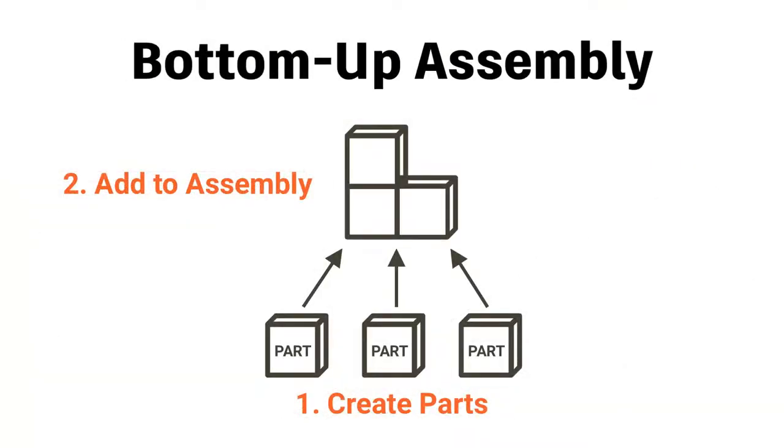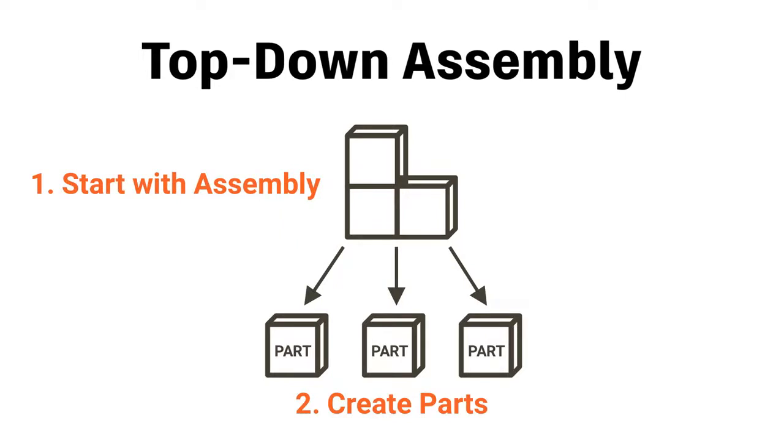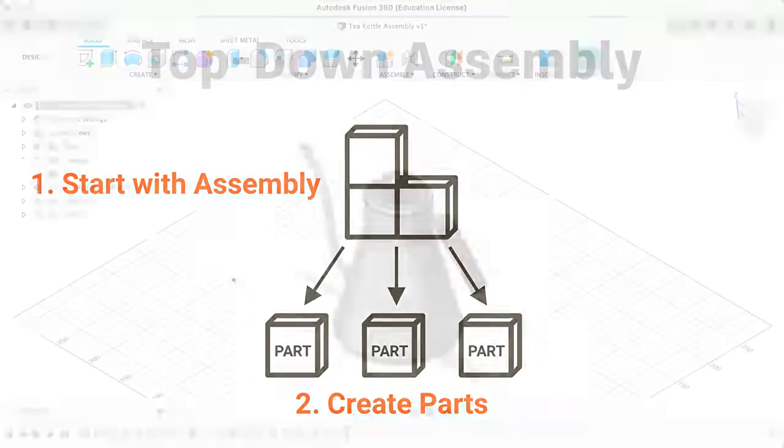The first and most traditional method is called bottom-up and represents assemblies created from separate design files for each assembly or subassembly. The second method is called top-down, which represents all subassemblies and parts being created in a single design file, resulting in the assembly.